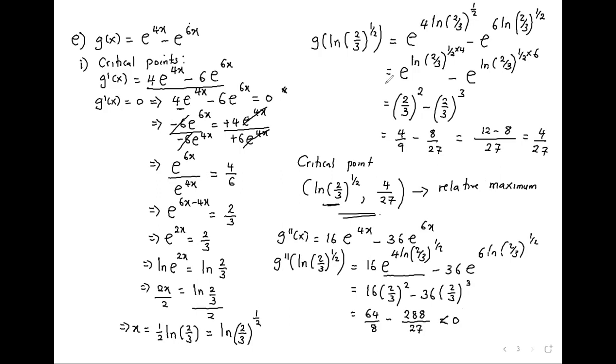To get 16, we differentiated the first derivative. How do you differentiate e to a power? You differentiate its power, then you multiply by the coefficient which was 4 there, so we have 16. You differentiate 6x, you get 6, then you multiply 6 by 6, you have 36. And that's why it turns out to be like that.